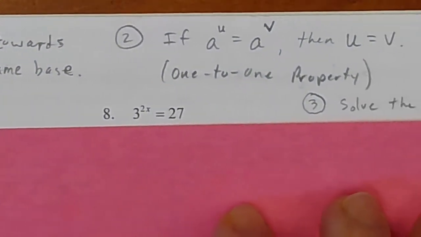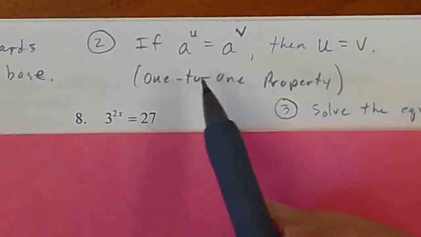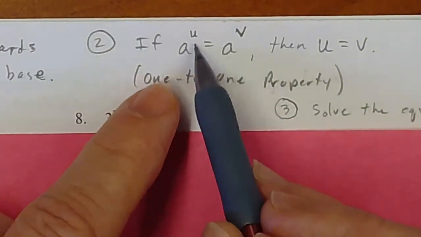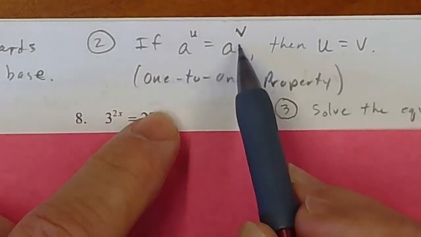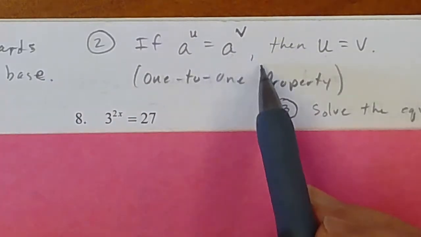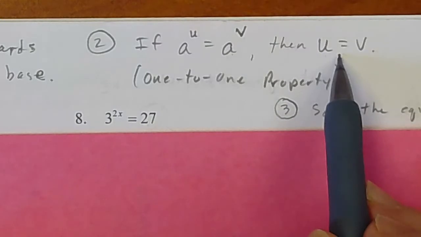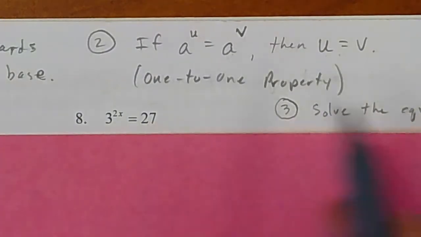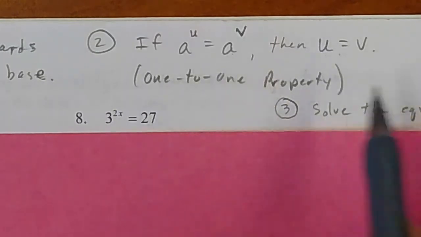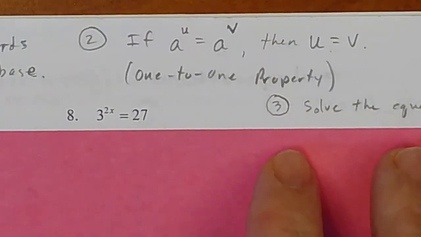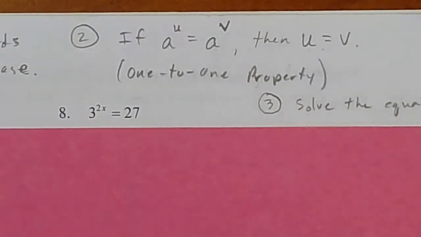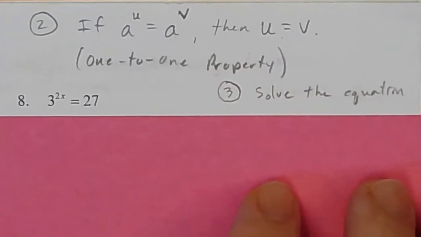It says this: if you have the same base, so if a raised to the u equals a raised to the v, then we can set u equal to v, set the exponents equal to each other. If you want to add the name to it, go ahead. Below it, I'd call that the one-to-one property. The authors might say that in the directions, so that's why it might be important to write that down.